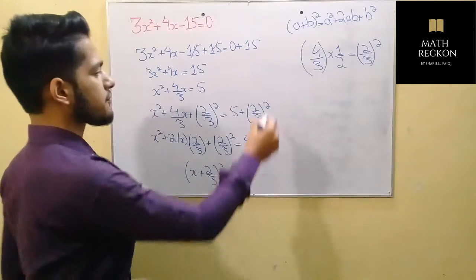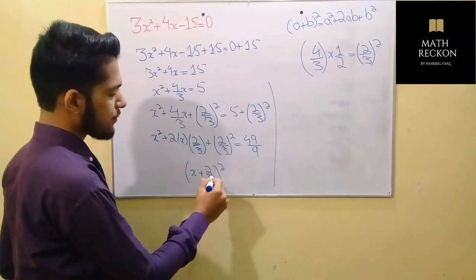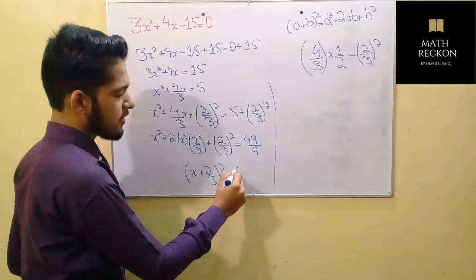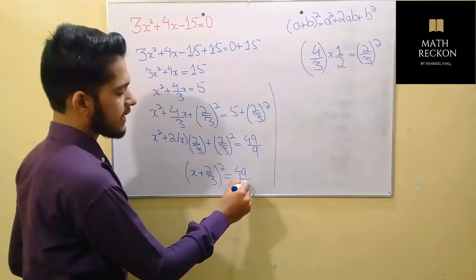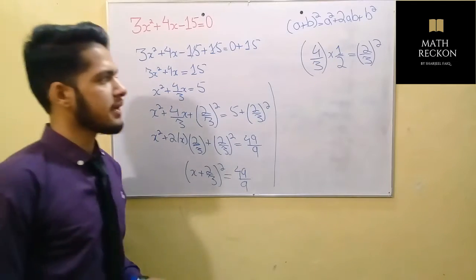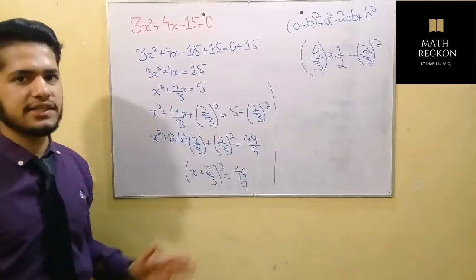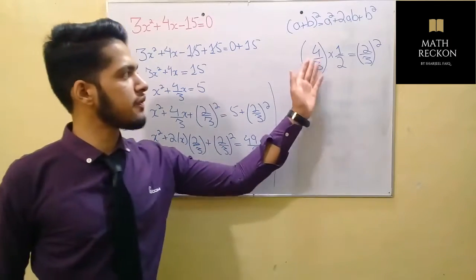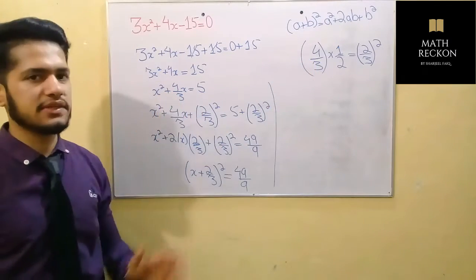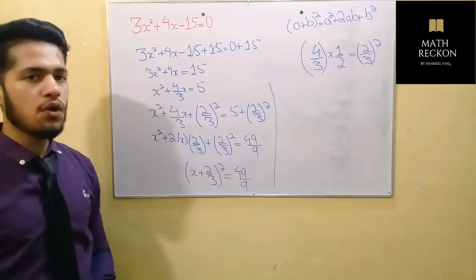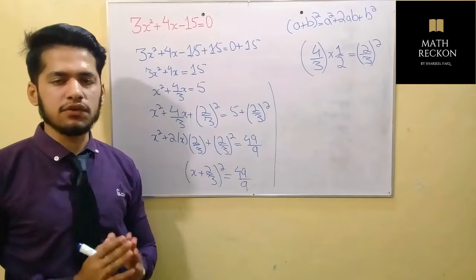So now what will we do? Here we have x plus 2 upon 3 the whole square equals 49 upon 9, and this was our third step, in which we add this term on both sides of our quadratic equation, which was the half of our coefficient of x with degree 1, and then we take the square of that term. Now what will be our final and fourth step?